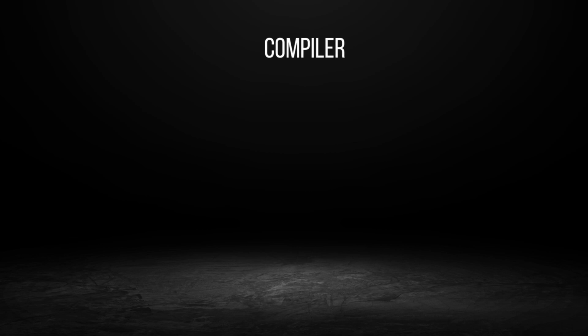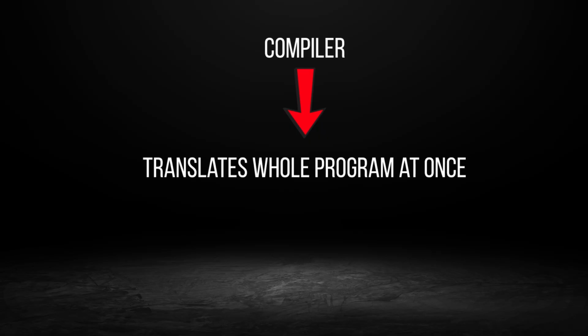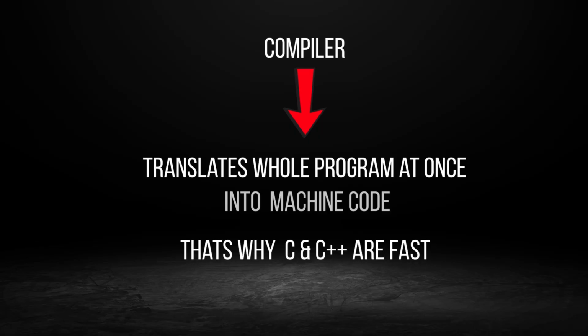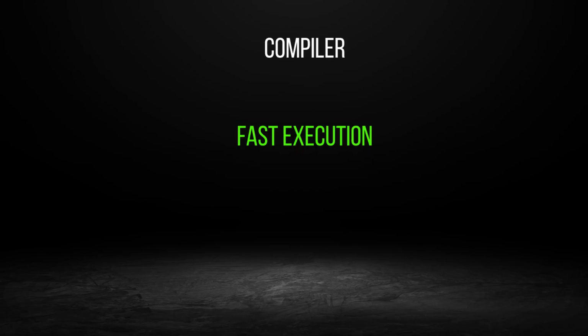First is compiler. A compiler translates the entire program into machine code in one go. That's why C and C++ are fast. But the downside is debugging. If an error is at line 5, you will know only after the entire program is checked.